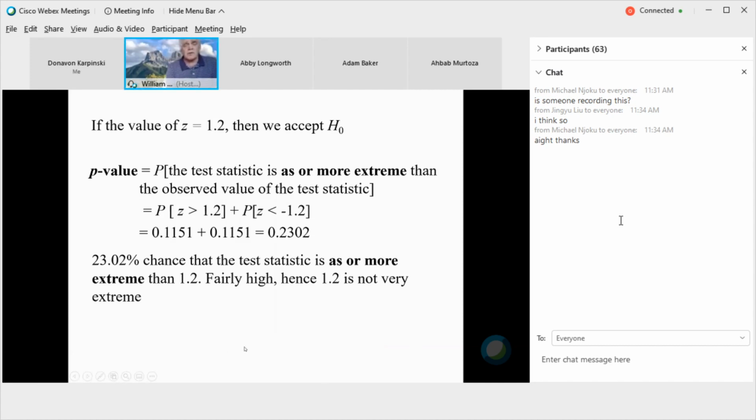The p-value is the probability of getting a value as or more extreme than 1.2. Greater than 1.2 or less than minus 1.2. You can look that up, and that's 0.2302. So there's a 23.02% chance of getting a value as extreme as 1.2. That's fairly high. So you wouldn't reject the null hypothesis there, because the p-value is not small, it's reasonably large.